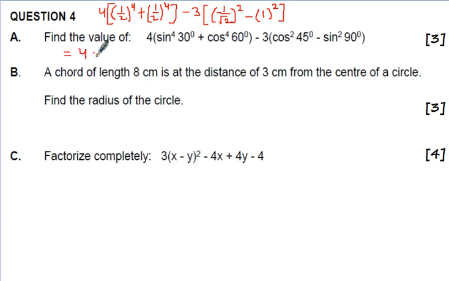So 4 is outside. (1 upon 2)^4, some children write 4 into 2, 8, and they are marked 0. So 1 upon 16: 2 into 2 into 2 into 2, 4 times. Plus the same 1 upon 16. Here 3, this is 1 upon 2 and this is 1. And then you can add 4 into, the denominators are the same, we can add them. So 2 upon 16 and minus 3, and this will come minus half.